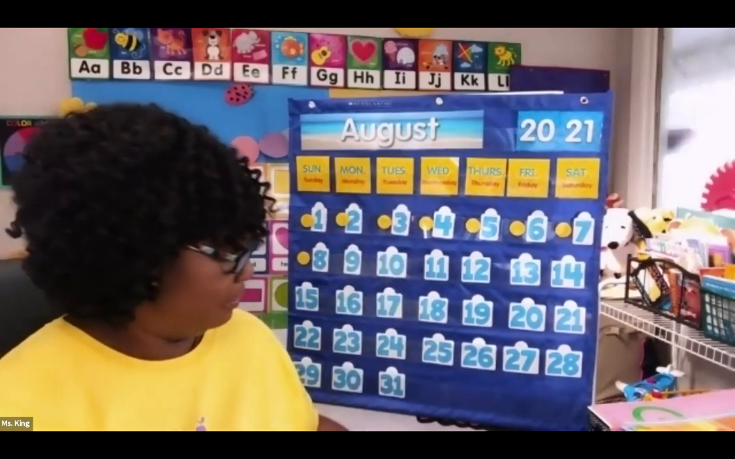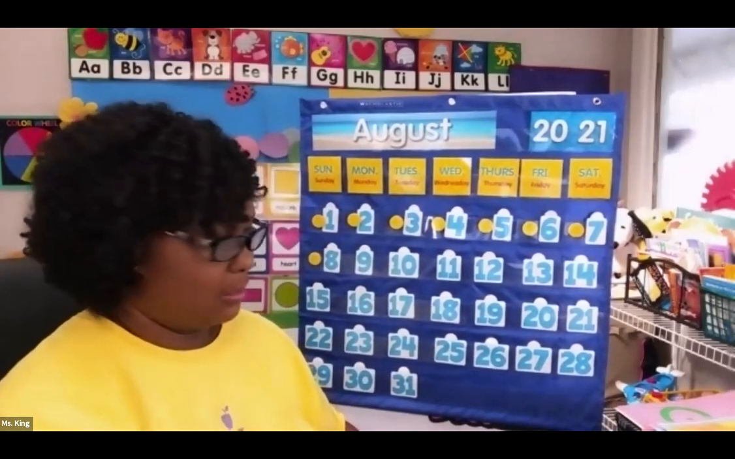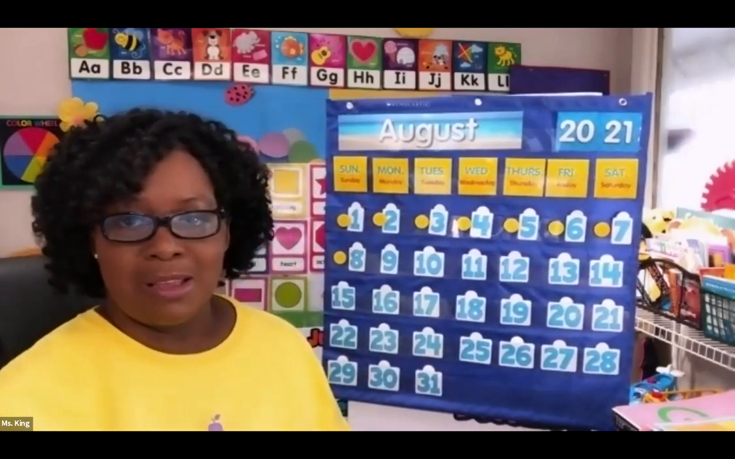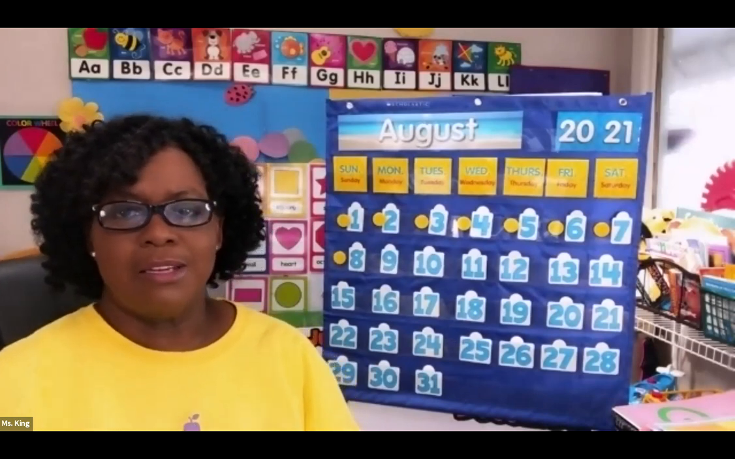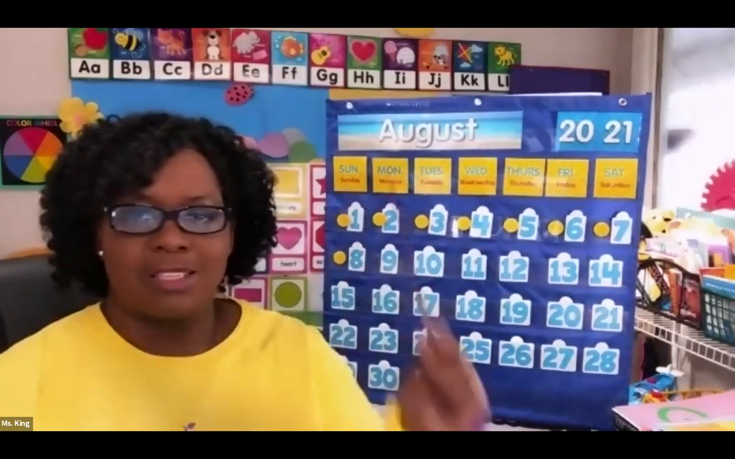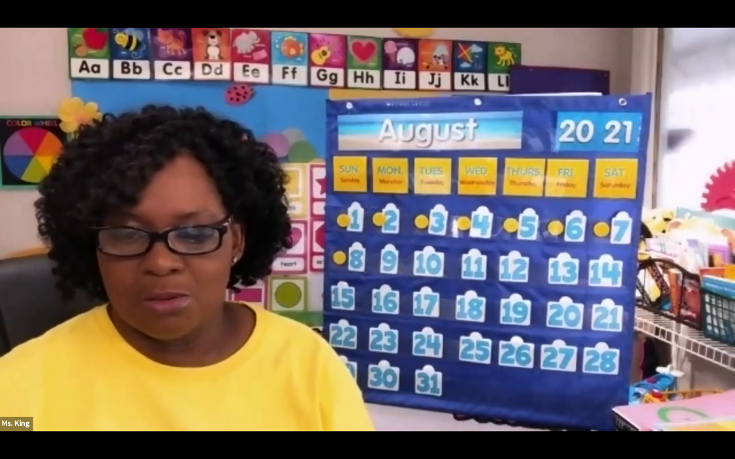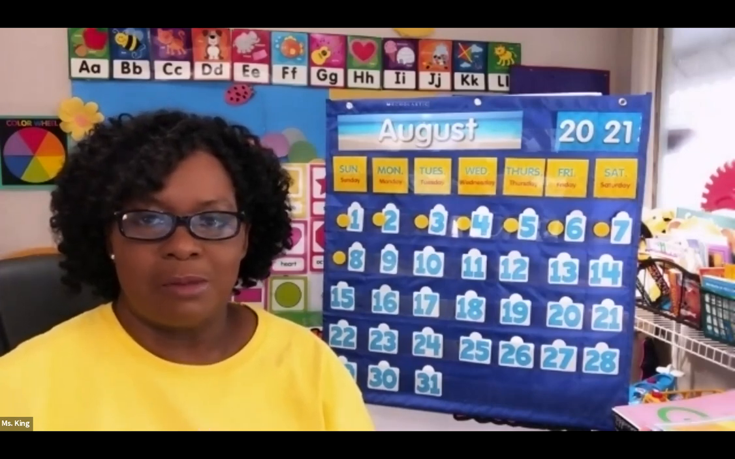All right, now we practice counting to 30. Why? Because the months have 30 days, and some months have what? 31 days. So let's practice our counting, and then we will find out the date all together. The date. Say date. All right, date. Here we go, lovies. Let's count to 30.